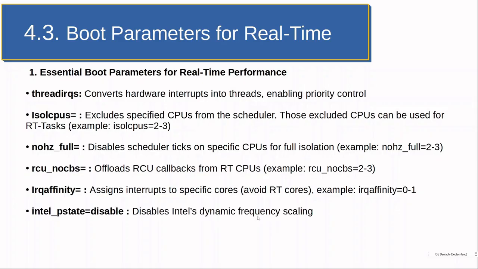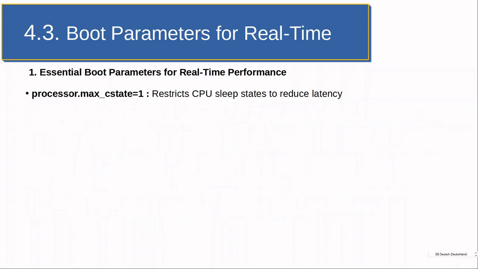Then we have intel_pstate=disable, which disables Intel's dynamic frequency scaling. And then we have processor.max_cstate=1, which restricts CPU sleep states to reduce latency. And the last one is idle=poll, which keeps the CPUs active, which means we would not have any deep idle states. And this will also help our timing.